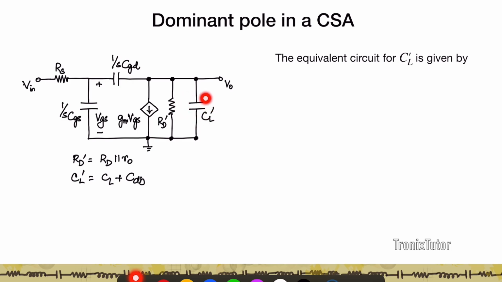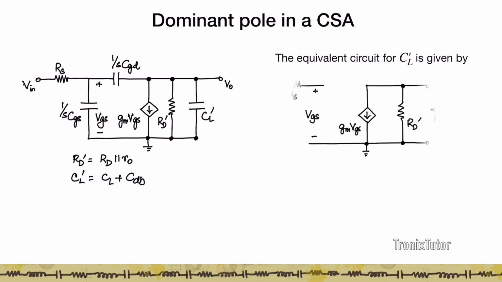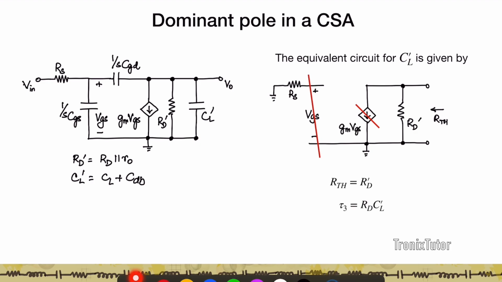Now let's look at the other simple one, which is the CL prime. So again, if I look at CL prime now, all I'm going to do is again short the input, remove all of the capacitors in the circuit. And so when I do that, I essentially have a common source amplifier whose input is also grounded, right? And so therefore VGS is 0. So gm·VGS disappears, and all I'm left with is RD prime, and so RTH is RD prime, and the time constant associated with CL prime is going to be RD prime times CL prime.